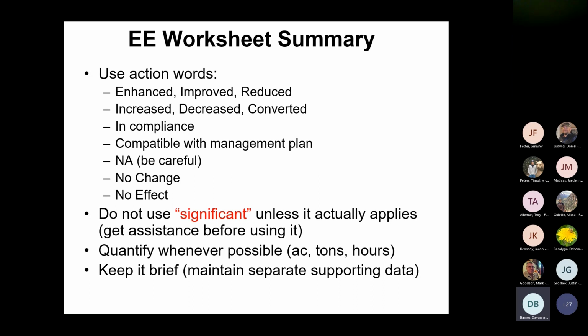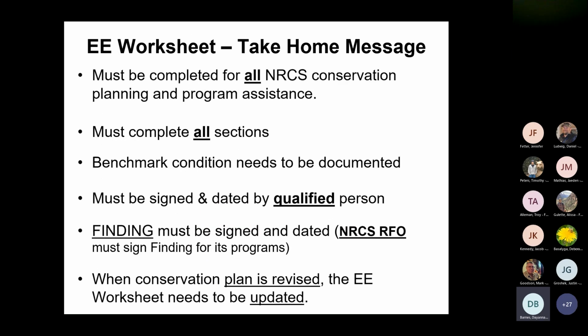Do not use significant unless it actually applies. Quantify whenever possible. So mention acres, tons, hours, and things like that. But keep it brief. Sometimes I see paragraphs in these alternatives. And yes, we should be mentioning which practices are going to be addressing the resource concern, so that we're showing the effect and that it is in fact going to meet planning criteria. But try and keep it brief.